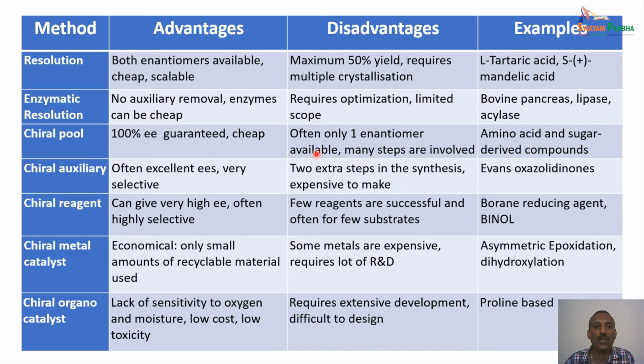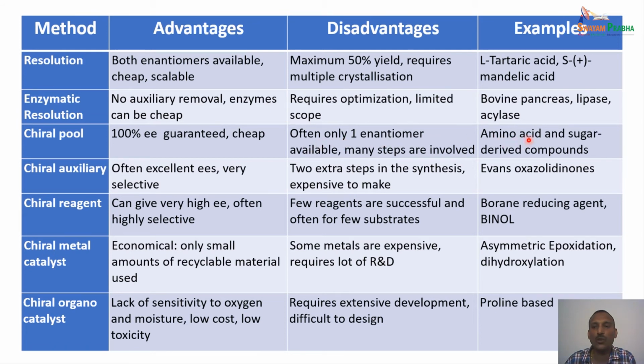Both the enantiomers are not naturally occurring. And another major drawback is, even though we get 100% enantiomeric excess, the reaction requires multiple steps and the overall yields are going to be very low. So these are some of the disadvantages of using chiral pool.